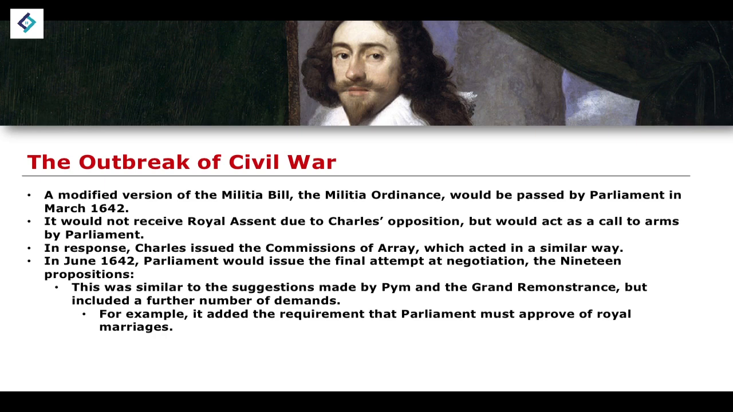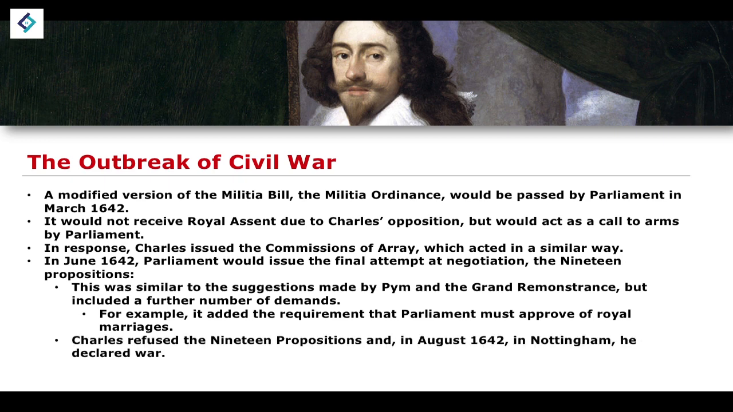For example, it added a requirement that Parliament must approve of royal marriages. Of course, Charles was never going to accept that as a significant limitation of his royal authority. He refused the 19 Propositions, and in August of 1642, in the city of Nottingham, he declares war, and the Civil War begins. So these are the very complicated series of events that we have from the short Parliament all the way up to August of 1642, the outbreak of the Civil War.